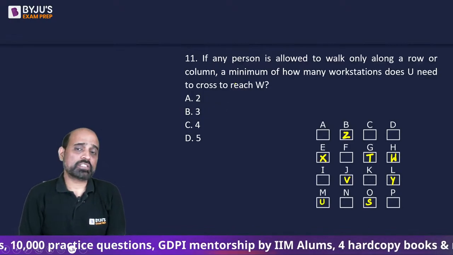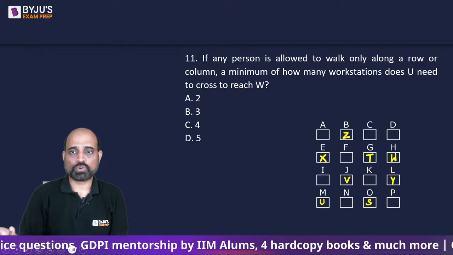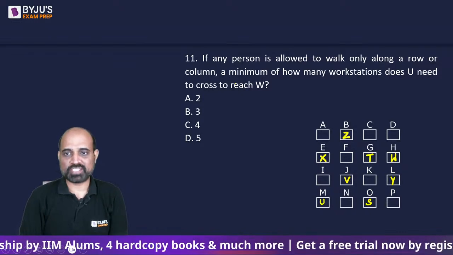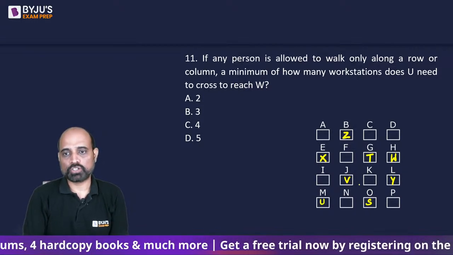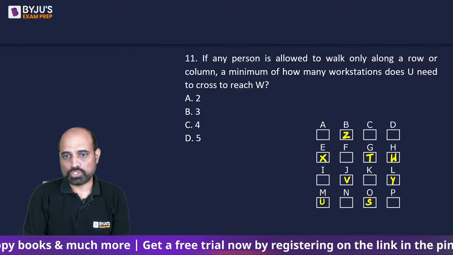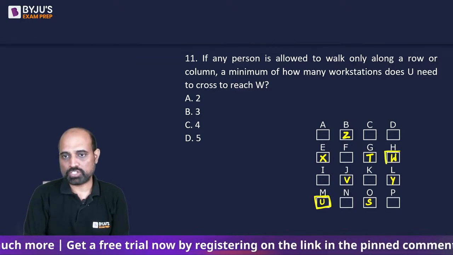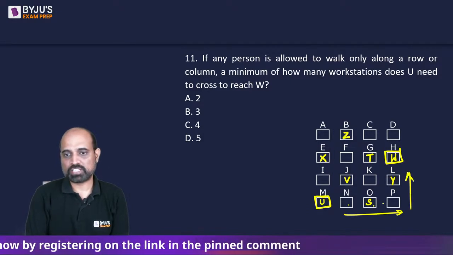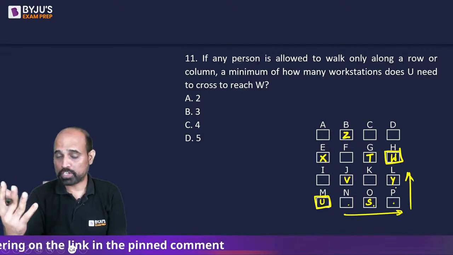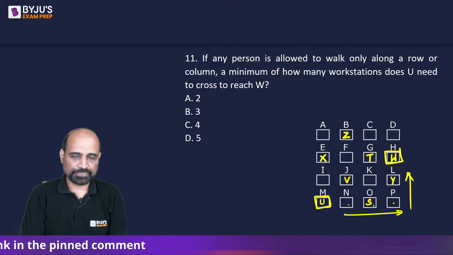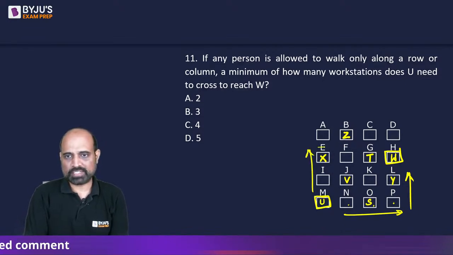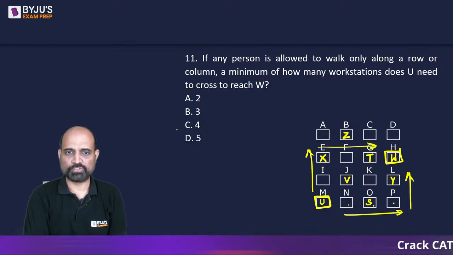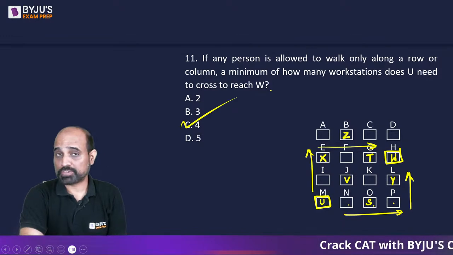Next, if any person is allowed to walk only along a row or column, a minimum of how many workstations does U need to cross to reach W? So U has to start and reach W. So he can go like this. That will be a change of or crossing of 4 workstations. Or you can go like this. It doesn't matter, right? Rectangle है, इधर से आप count करो, उधर से count करो. There will be 4. So 4 workstations we will have to pass through.